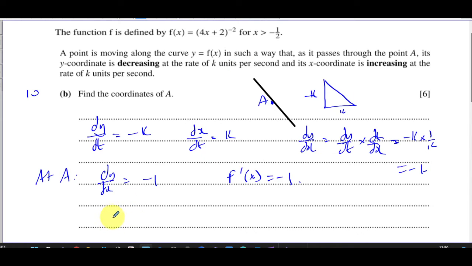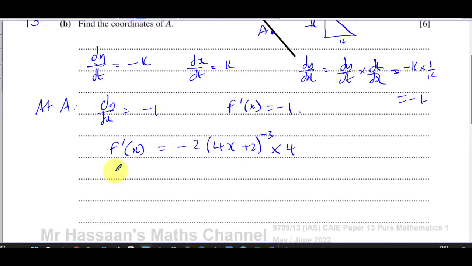To differentiate this function, f dash of x, we can use the chain rule. We multiply by the power, minus 2, times the function as it is, take 1 from the power, so minus 2 take away 1 gives negative 3. Then don't forget to multiply by the differential of what's inside the function, which is 4. So we end up with the gradient function, f dash of x, equal to negative 8 over (4x plus 2) to the power of 3. I've written it in this form with the index underneath to make it easier for us.